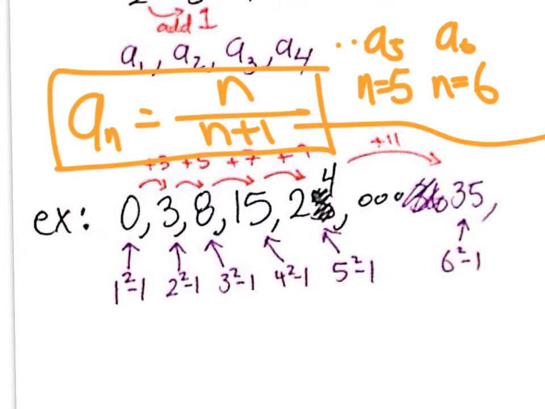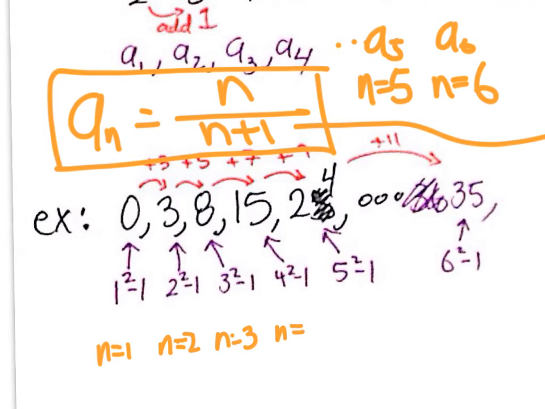At first I saw, well, we add 3, and then we add 5, and then we add 7, and then we add 9. And so I assumed, correctly so, that we would be adding 11. And that is correct. There's another way of looking at it, though. For the first term, when n equals 1, we have 1 squared minus 1. Here we have 2 squared minus 1, 3 squared minus 1, 4 squared minus 1, 5 squared minus 1. So this is just a different way of looking at it.